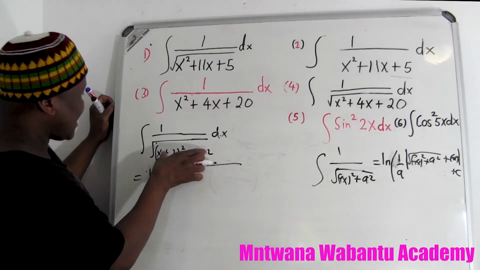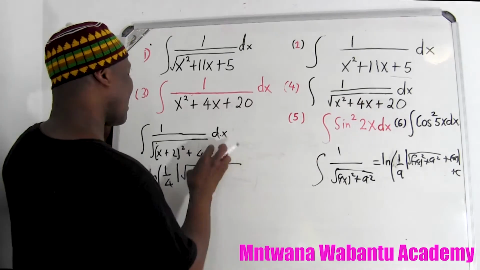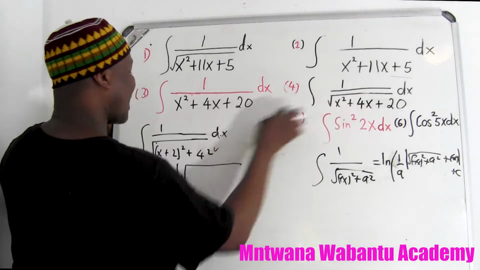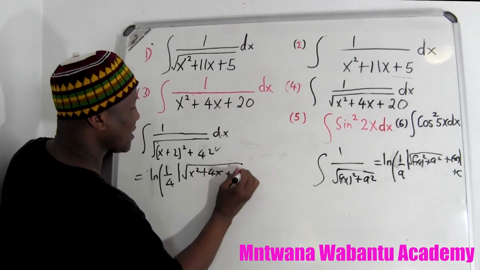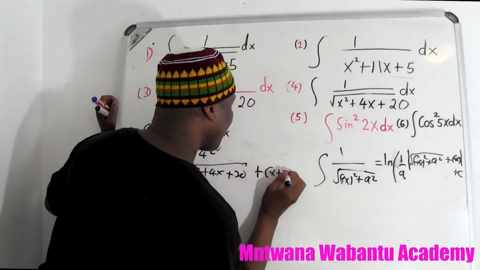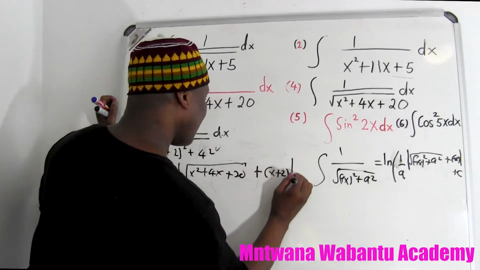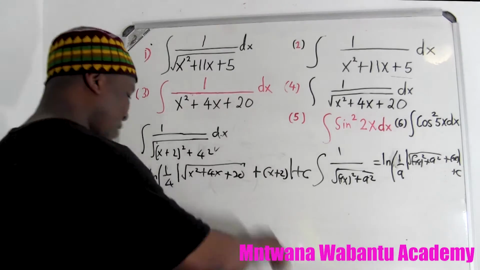But remember this is this. So I can write either this or that, because it's the same thing; this one came from that. So I can write x squared plus 4x plus 20, and we add only x plus 2 with no square, and then plus c. So we're done with question number 4. Now we go to question number 5, then 6, and then number 2 is going to be the last one.